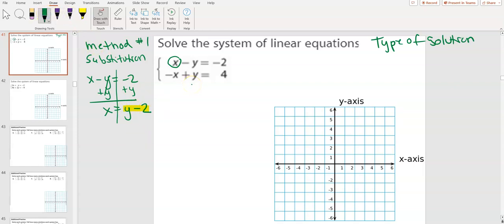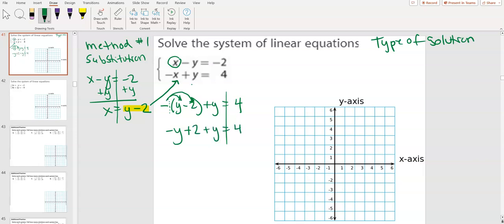So when I go back into my other equation over here, I'm going to substitute y minus 2 for x, because x is the same as y minus 2. So I'm going to say, okay, minus (y minus 2) plus y equals 4. And I'm going to go ahead and solve this problem. So I'm going to distribute this negative, because remember, it's really a negative 1. So negative 1 times y is negative y. Negative 1 times negative 2 is positive 2.